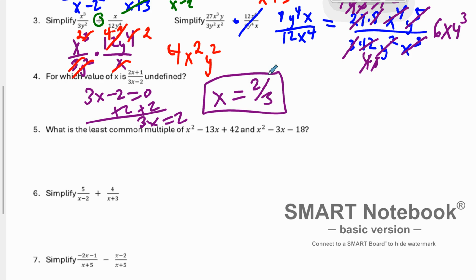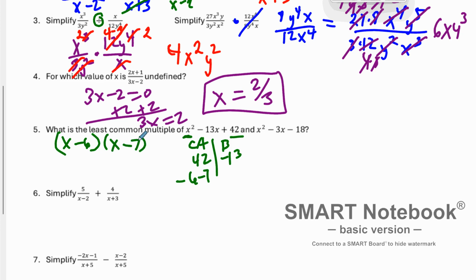Okay, next one, where's the least common multiple? So that means I'm going to factor these because they're quadratics, right? There's a plus and a minus in there, so I want to factor them. So again, I can do cab. C times A is 42, and my B is negative 13, right? So what times what is 42 but adds to 13? That'd be 6 and 7, but because that's negative, they're both going to be negative. So I get x minus 6 and x minus 7. So those are two of my factors, so that's going to make up my least common multiple.